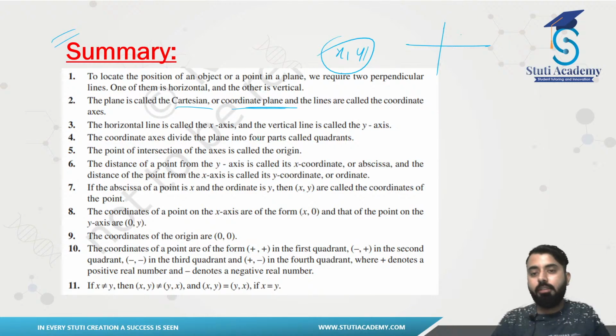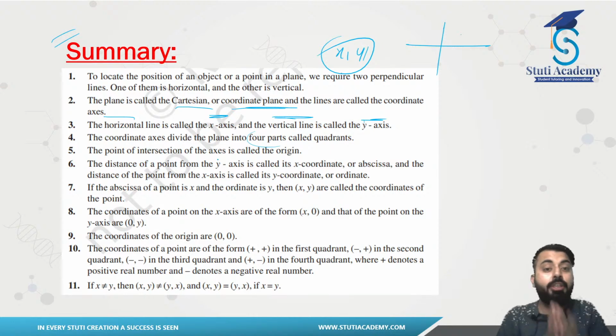So we had two axes in this chapter, which were what? Our horizontal line, that was our x-axis, and a vertical line, that was our y-axis. The coordinate axes divided the plane into 4 quadrants, right? The lines were dividing when you intersected both of the lines. Your plane was divided into 4 parts, and each part was your quadrant.